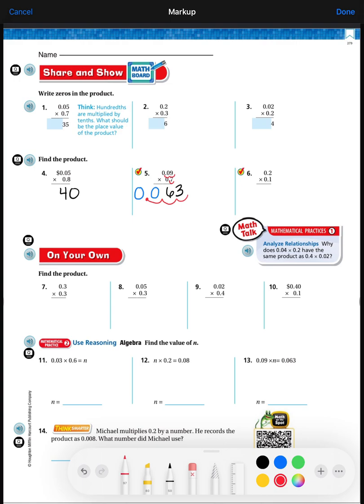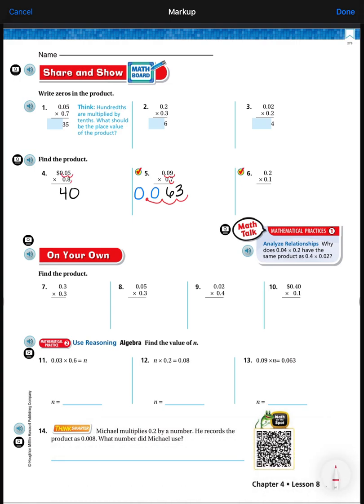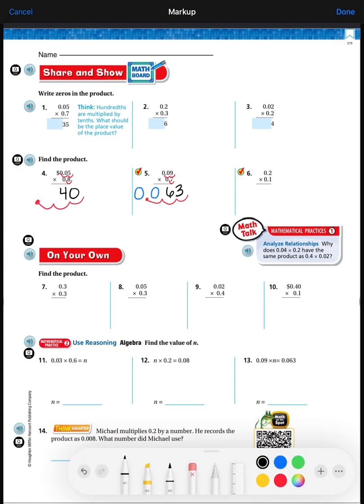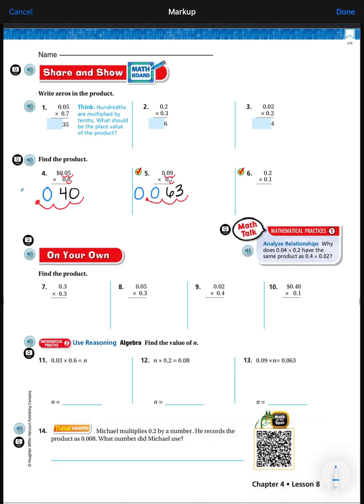Then we're going to look at our decimal points. How many places are we moving it? 1, 2, 3. Place our decimal point. We have to add our zeros as placeholders. So we're adding a 0 here and in front of the decimal point because there is no whole number.